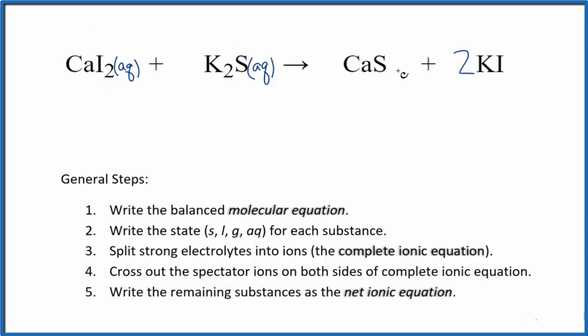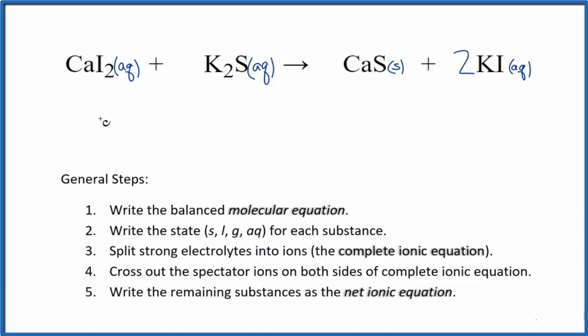So when these react, it'll form this solid that'll fall to the bottom of the test tube. That'll be a precipitate. So we write S for solid for the calcium sulfide, and we have a potassium compound here, very soluble, AQ. So we have the states. Now we can split the strong electrolytes into ions.